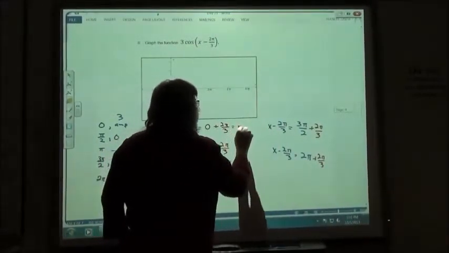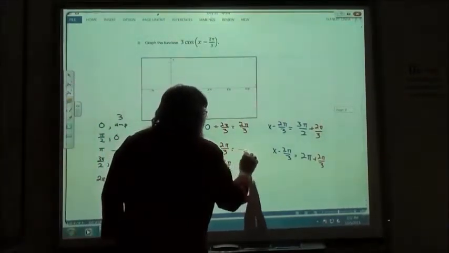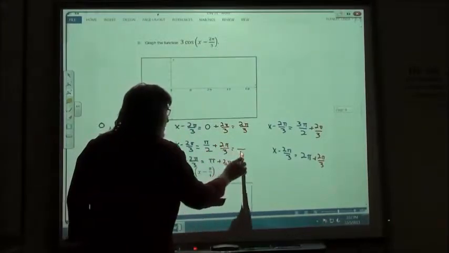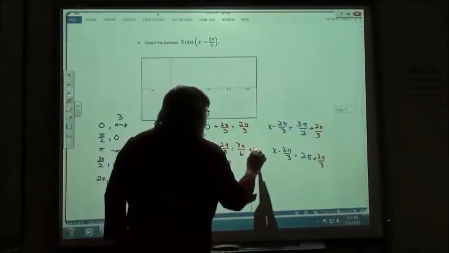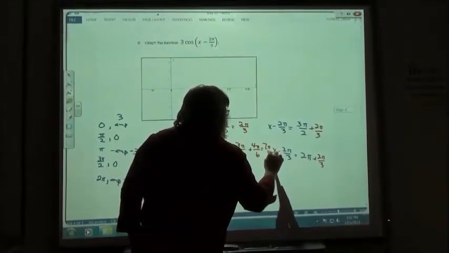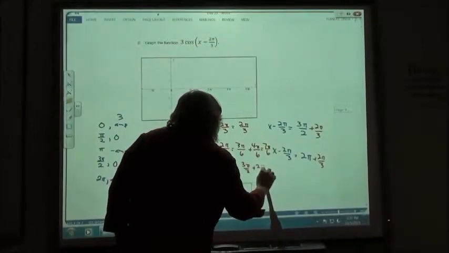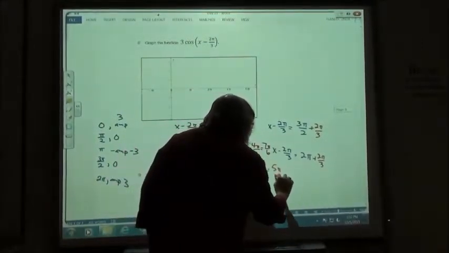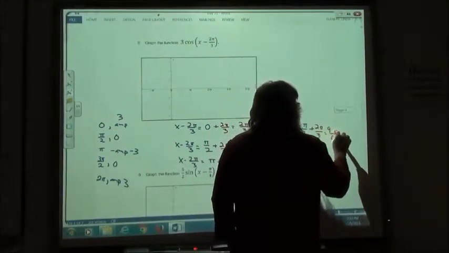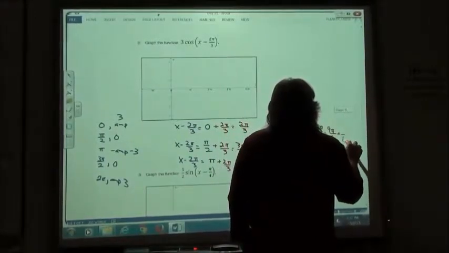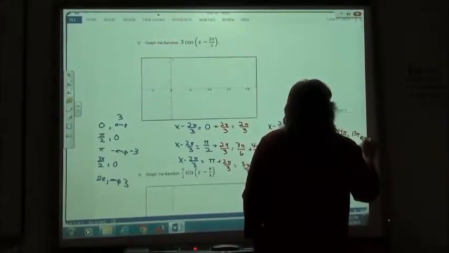So 0 plus 2 pi over 3 would be 2 pi over 3. Here I'd have to find my common denominator, so it's going to be over 6. 2 goes into 6 3 times, 3 goes in there 2 times, 2 times 2 is 4, so I get 7 pi over 6. Here I'm going to have 3 pi over 3 plus 2 pi over 3, which is 5 pi over 3. Here again I'm going to go over 6. 2 goes in there 3 times, so 9. 3 goes in there 2 times, so 4. 9 plus 4 gives me 13 pi over 6.